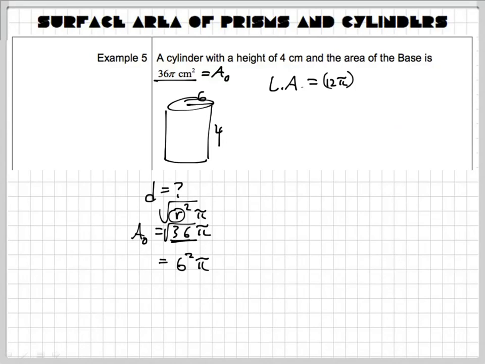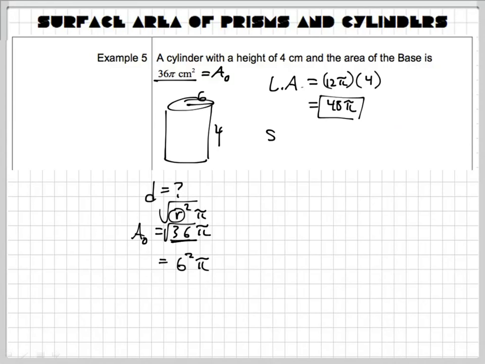That's our circumference that we got from multiplying the diameter times pi. And we have to take that and multiply it times the height, or the altitude. 4 times 12 is going to be 48 pi. And that's our lateral area.